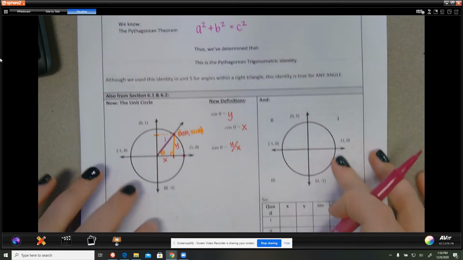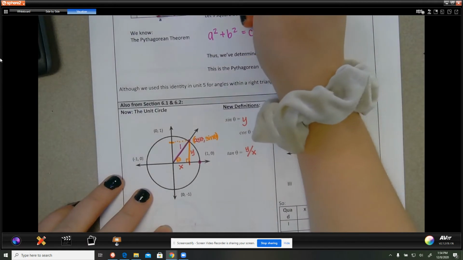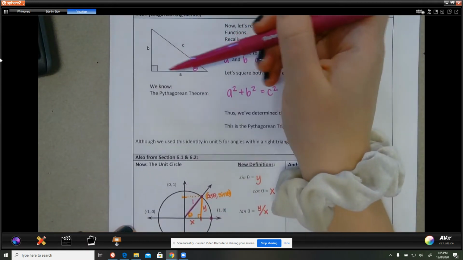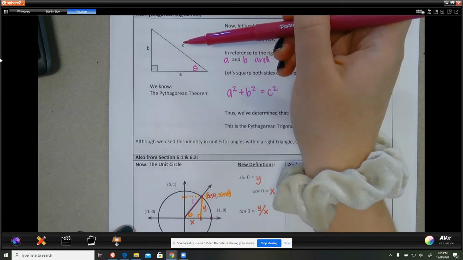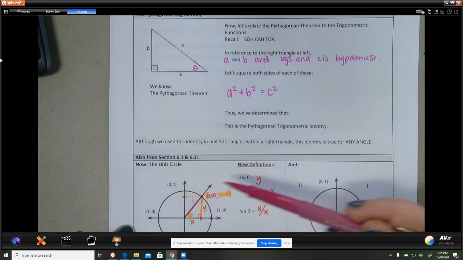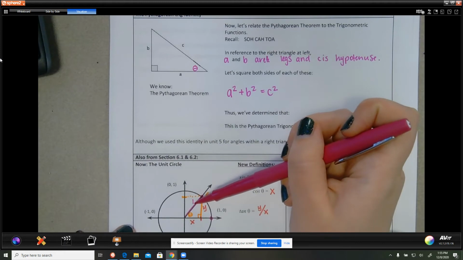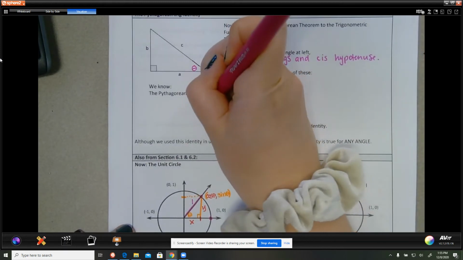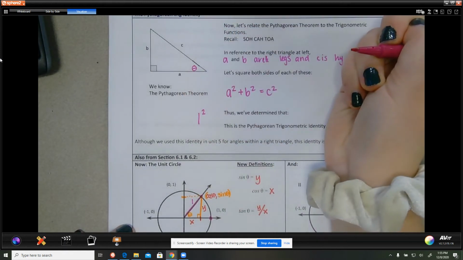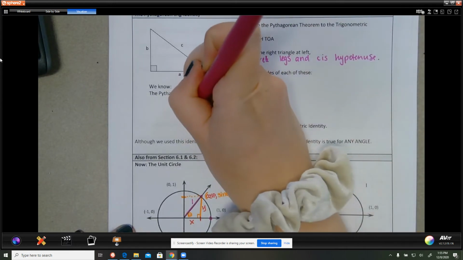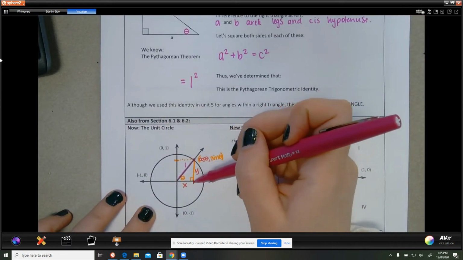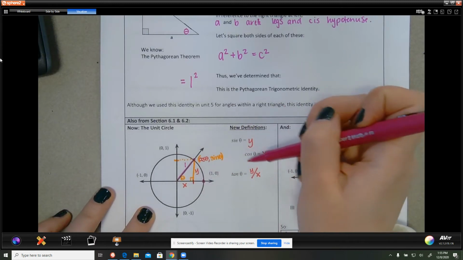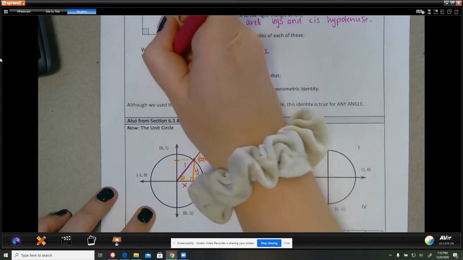Okay, so using this information, we know the Pythagorean theorem. The two legs of the triangle, squared and added together, equal the hypotenuse squared. Let's equate that to what we're talking about down here. The hypotenuse here is 1, so I'm going to say c is 1 squared. Now a length could be x, and we also said x is equal to the cosine.